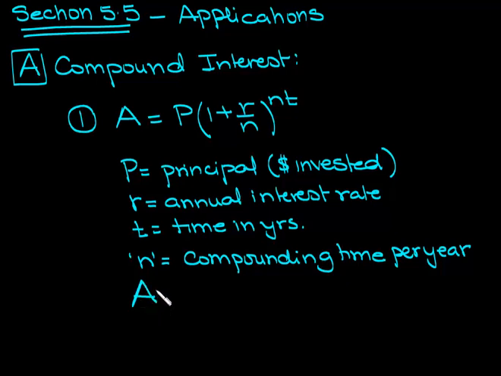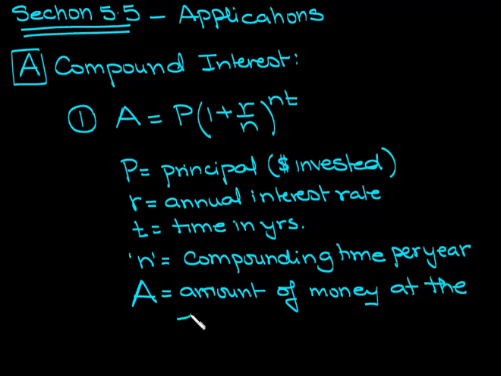So what is A then? A is the amount of money in the account at the end of T years. That's how much money you will have at the end of T years. So that is the first formula for compound interest.